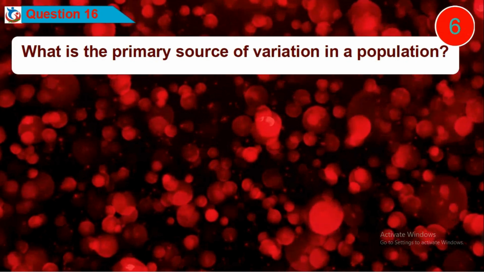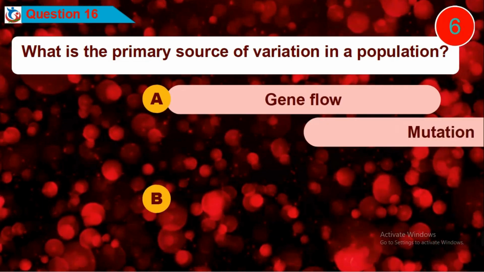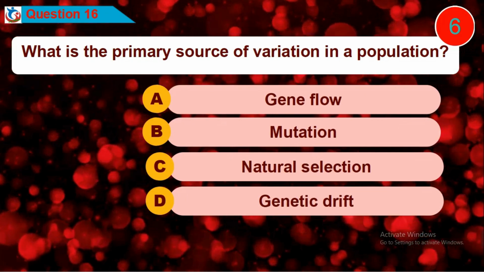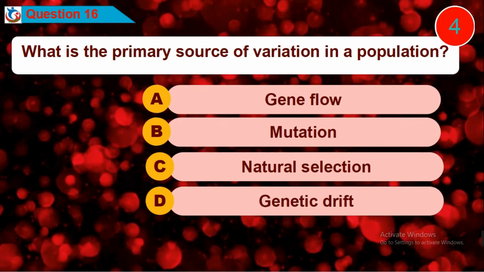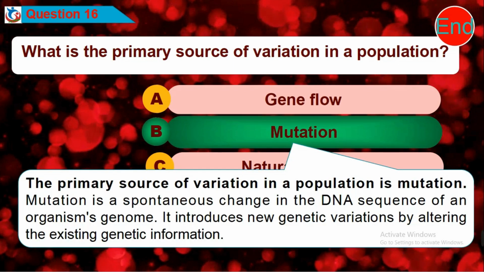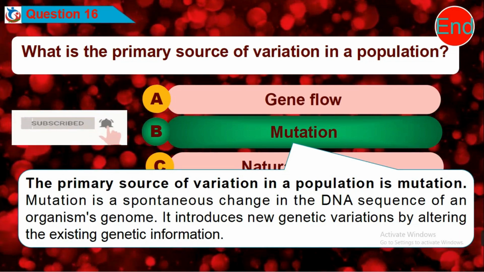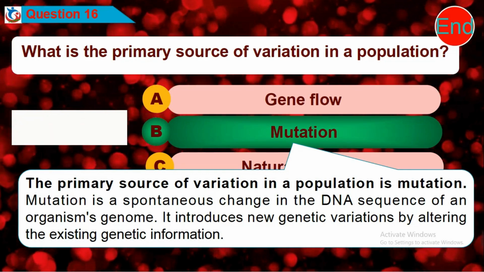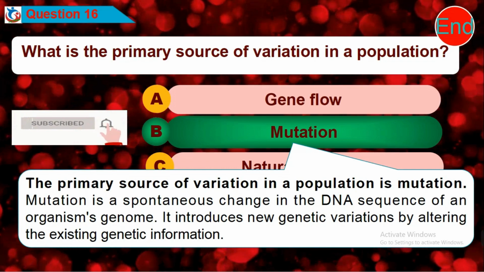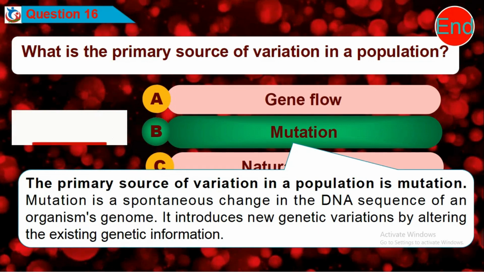Question 16. What is the primary source of variation in a population? Is it option A, B, C, or D? The primary source of variation in a population is mutation. Mutation is a spontaneous change in the DNA sequence of an organism's genome. It introduces new genetic variations by altering the existing genetic information.